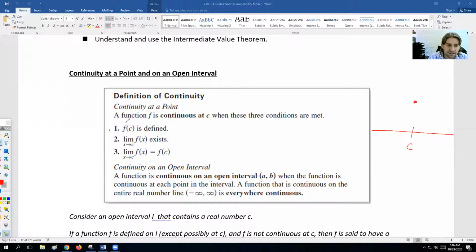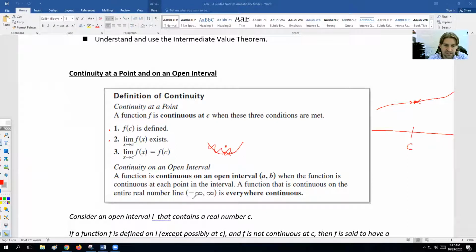The other thing is that there is a limit at C, meaning the graph is going towards the same value from the left and from the right side. And then that the limit as x approaches C of f of x is equal to f of C, meaning we can't have a scenario where f of C exists, but the limit is going towards a different spot. So we would say this is continuous at C if there's a point and the limit is going towards that point. And as long as this works for every point, this is continuous on the entire open interval.